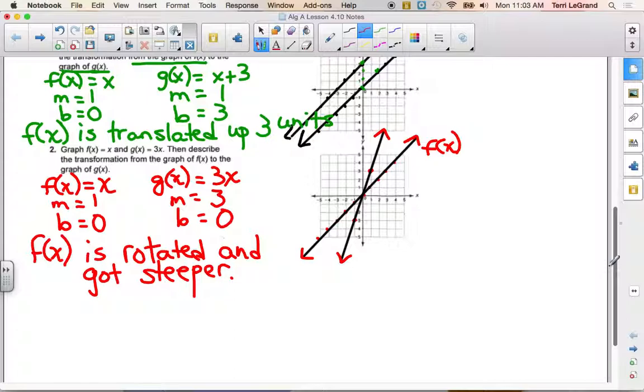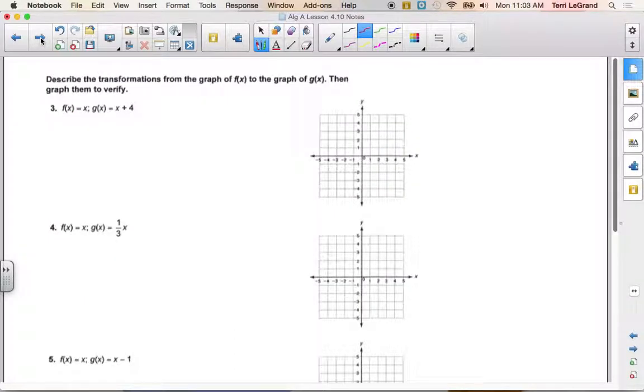Okay, I guess we are graphing on the back, so we've got to get moving to the back, unless you have questions on any of this part on the front yet. Okay, let's go to the back. It says describe the transformations from the graph of f of x to g of x, then graph them to verify. So in other words, it wants you to do it from the equations. So let's just do our getting ready to graph, without graphing, and use that to help us say, this is what I believe should happen.